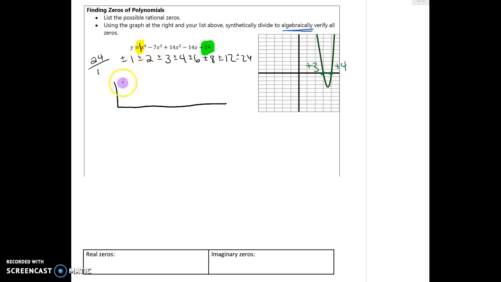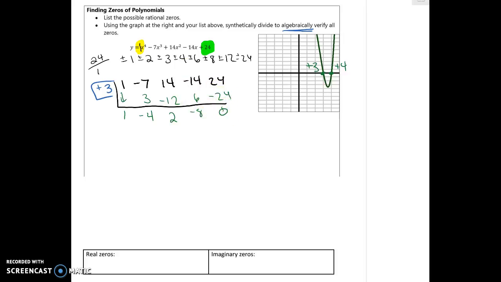Here I have 1, -7, 14, -14, and 24. Remember to double check that there are no zeros here, so these numbers all come from there. I'm going to divide by positive 3 first. The order you do it in really doesn't matter at all. I'm going to bring that down. 3 times 1 is 3. 3 minus 7 is -4. -4 times 3 is -12. That's a 2. That's 6. That's -8. That's -24. And that's a 0, which is what I wanted.